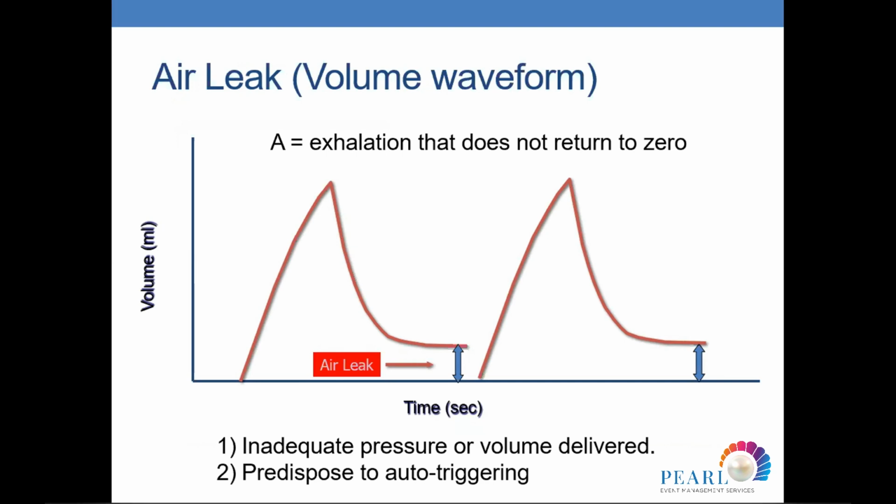The problem with this is that a leak can cause auto-triggering. What happens when there is a leak from the ET tube? The air which is coming around the ET tube can generate a sort of negative pressure. And if there is a very high sensitivity trigger, the machine can pick it up as a trigger. So that's why you need to be careful sometimes.